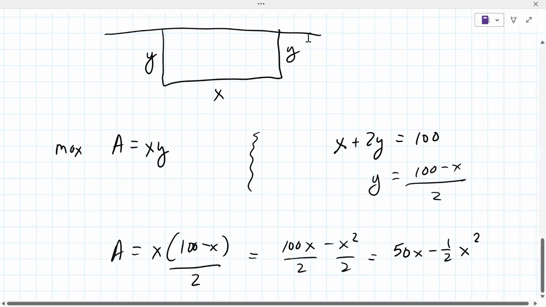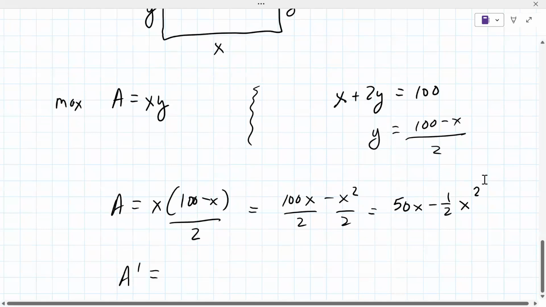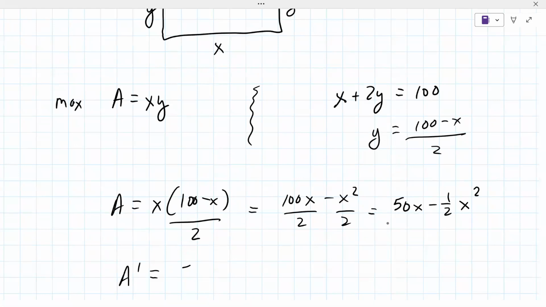Any questions on what we've done so far? No, and then we take the derivative, right? Yep. So could you take a derivative of this for us, please? Yeah. So 50 minus x, set it equal to 0. Isn't too bad. x equals 50.